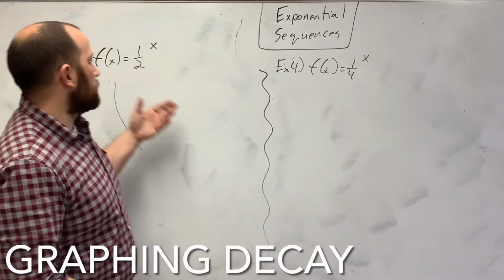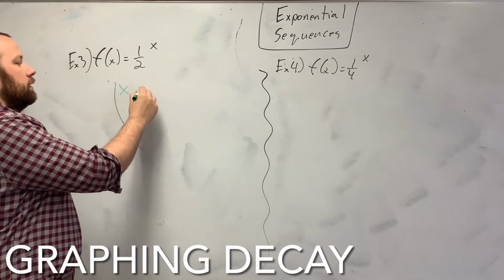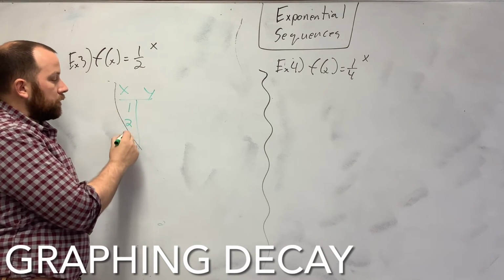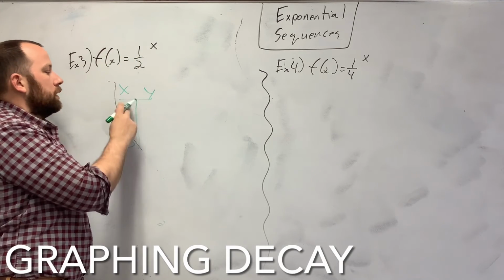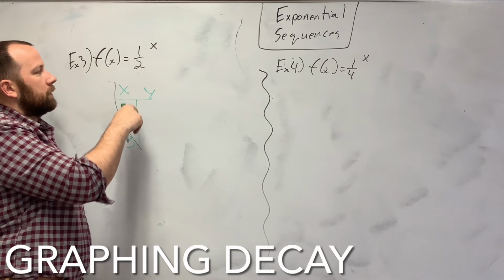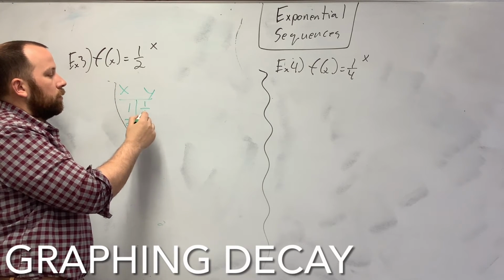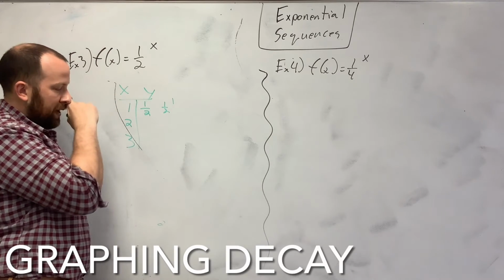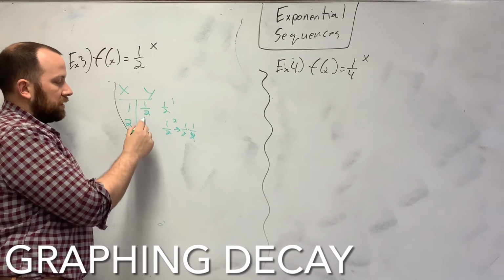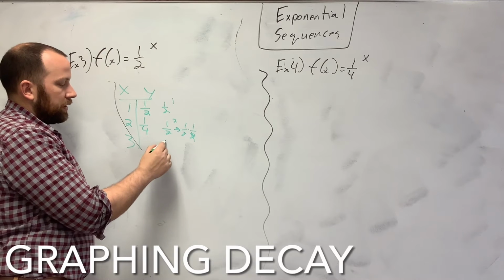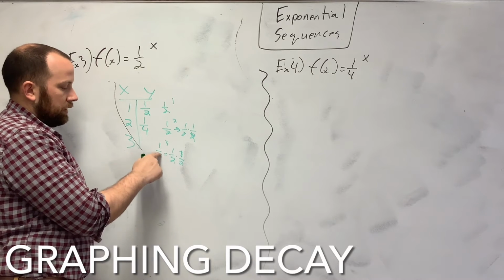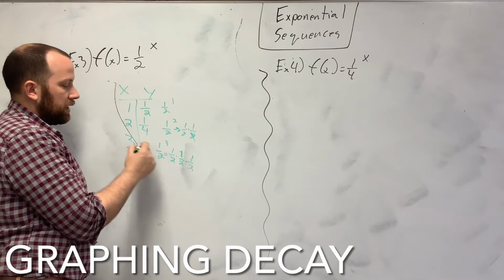All right, now graphing 2 exponential decays. And I know it's a decay because my base is between 0 and 1. So I'm just gonna do 1, 2, and 3. Well, I'll do negative 1 over there. So this gives me 1/2, because 1/2 raised to the 1 is 1/2. 1/2 raised to the 2 is 1/2 times 1/2, which gives me 1/4. And then 1/2 raised to the 3rd is 1/2 times 1/2 times 1/2, which gives me 1/8.